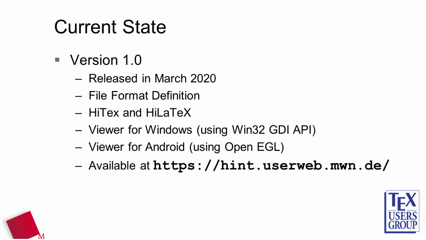The Windows viewer has a keyboard and mouse-oriented user interface, and it uses the older Win32 API. The Android viewer has a touch and gesture-oriented user interface and uses the more modern and more performant OpenGL API to render graphics. Specification and programs are available at hint.userweb.mwn.de.